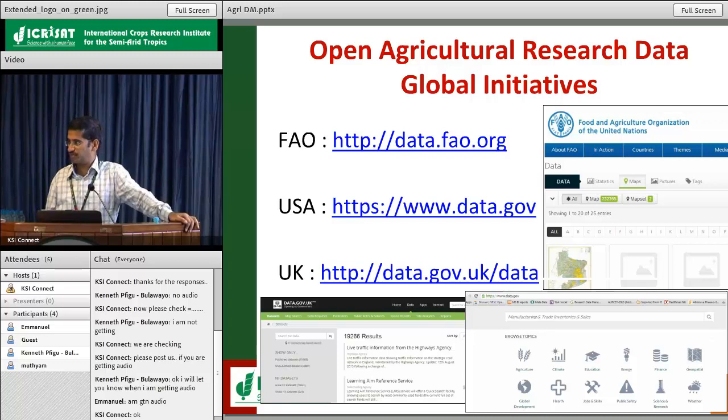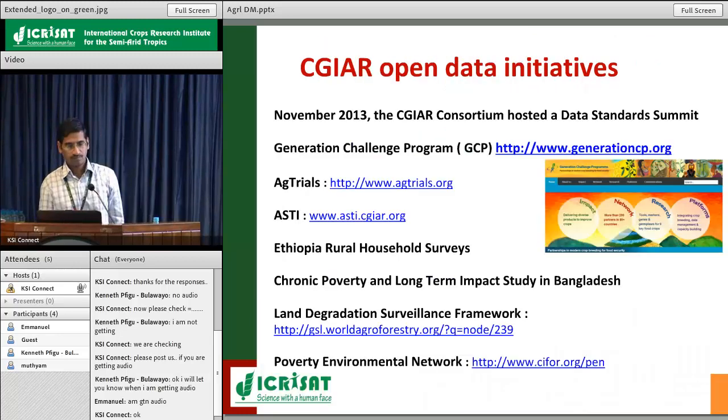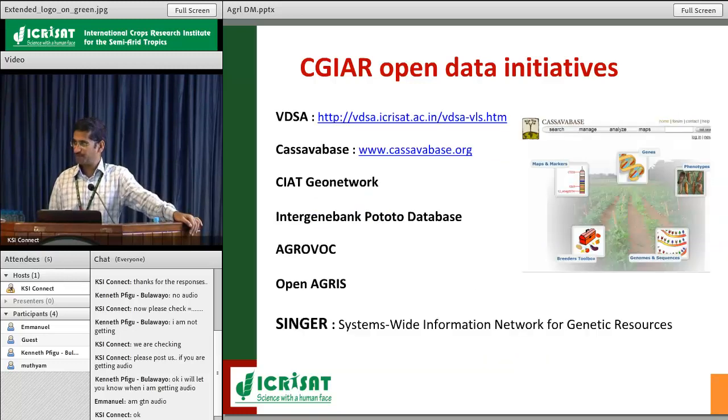After you go back to your respective places, maybe you can browse and get more knowledge about the platforms they are providing for data sharing and the type of data they are sharing, and this may be useful for your research project. And these are a few data initiatives that CGIAR is taking. You can find a lot more, but these are just a few. Out of these, our VDSA is one of the main data warehouses or open data repositories.